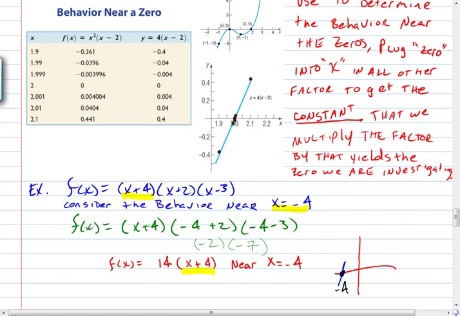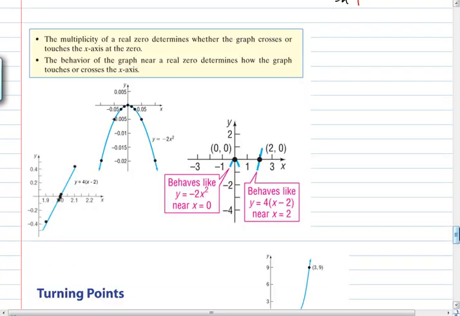If I wanted to find the behavior near x equals 3, what two factors would I plug the 3 into in place of x? X plus 4 and x plus 2. We're almost done. The multiplicity of a real 0 determines whether the graph crosses or touches the x-axis. The behavior tells you how steep it crosses or touches. We know it's going to be a quadratic, but is it going to be really, really steep or really, really narrow? And that kind of helps us when we do curve sketching without actually plotting points.